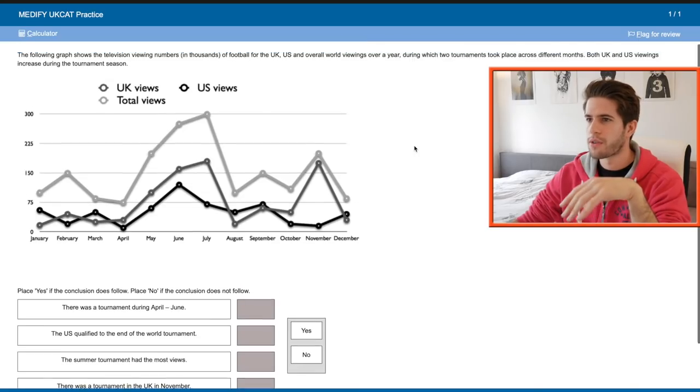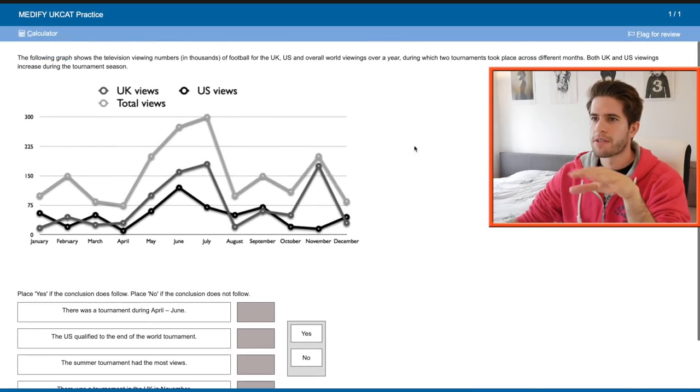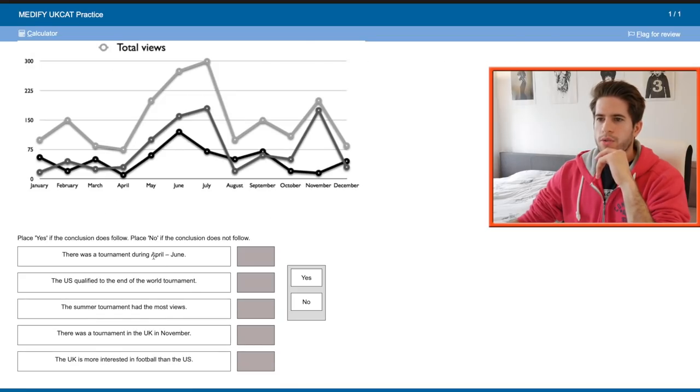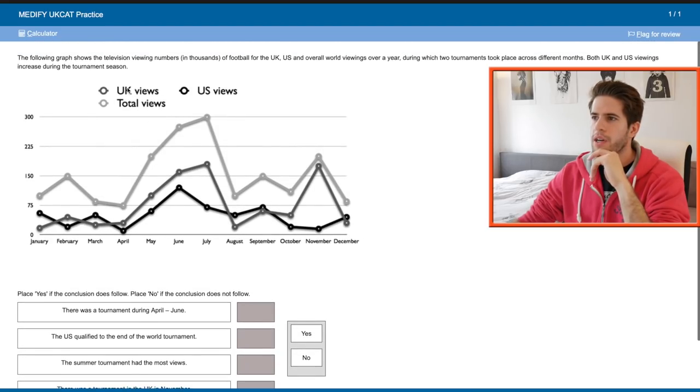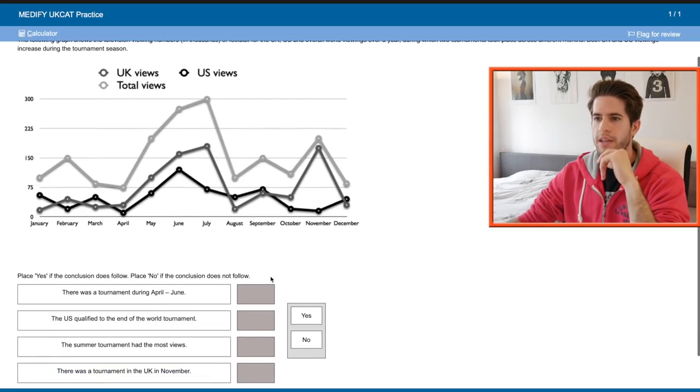Next question involves a graph. Just a quick browse here, because it's a short paragraph. Television in thousands for a year, two tournaments, different months, views increase. Okay. There was a tournament during April to June. April to June, views increased, okay. Both UK and US viewings increased during the tournament season, so then yes.